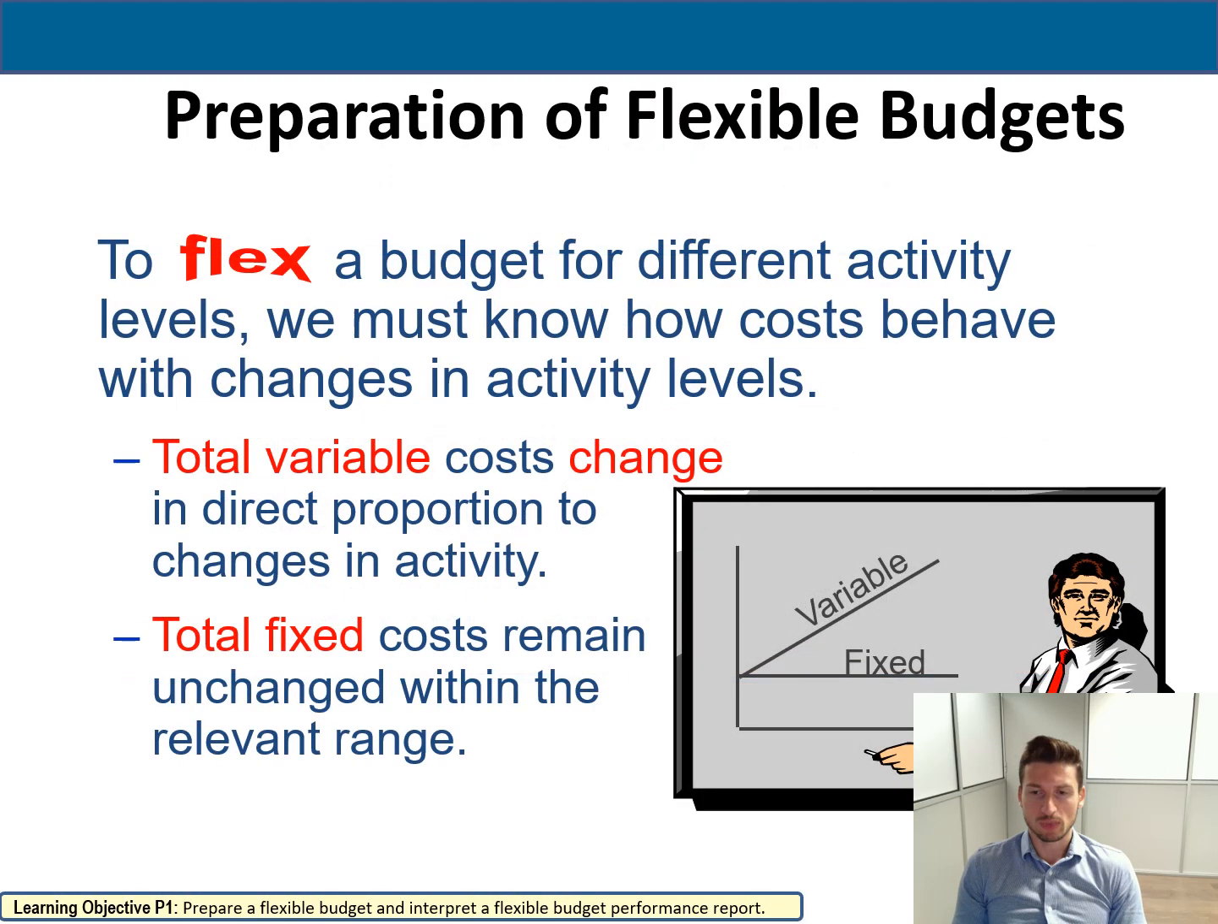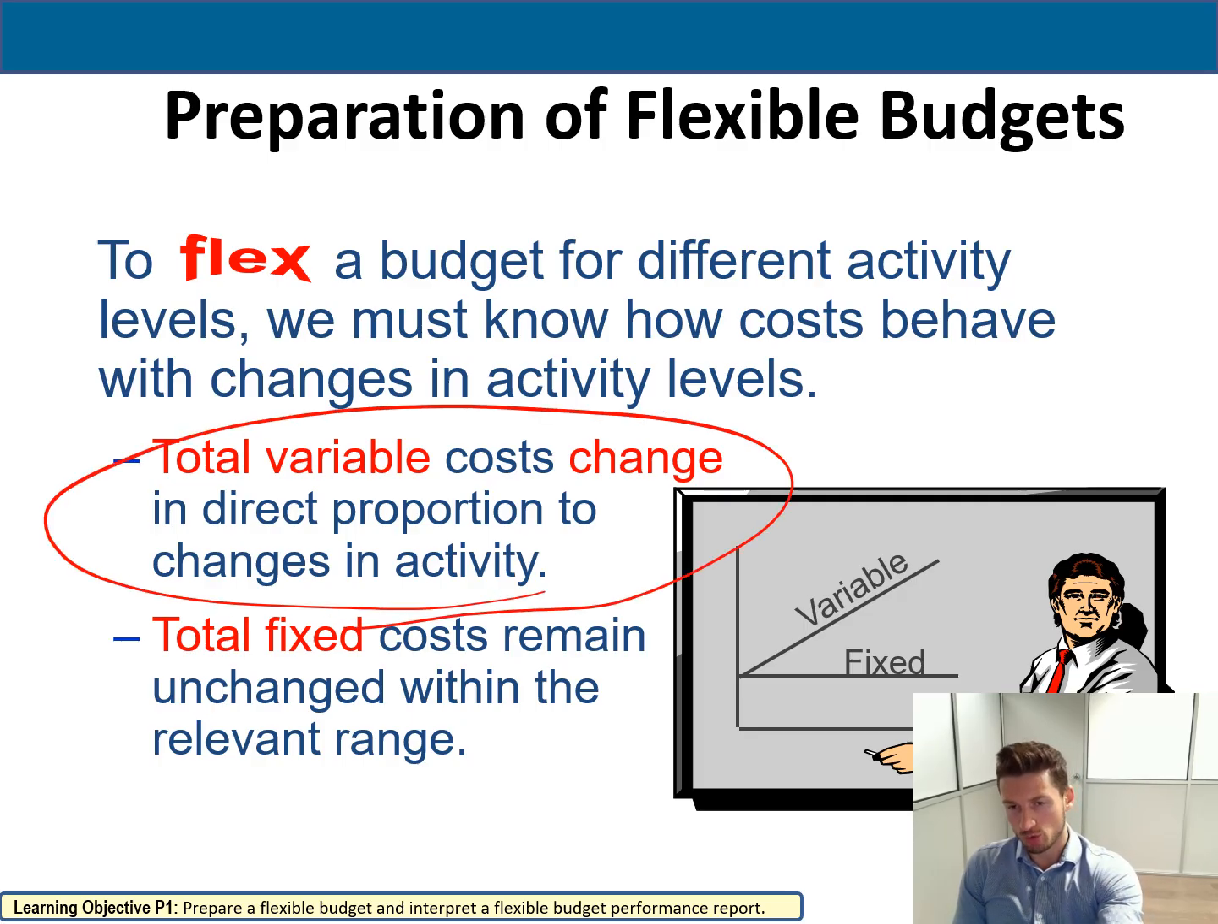Before I show you and we discuss flexible budgets, I will remind you of something from the cost volume profit relationship chapter, the break-even chapter, that we have two kinds of costs, variable cost and fixed cost. Variable cost changes in direct proportion to activity change, which means that the more I produce, the more cost I have, and fixed cost remains unchanged within the relevant range.